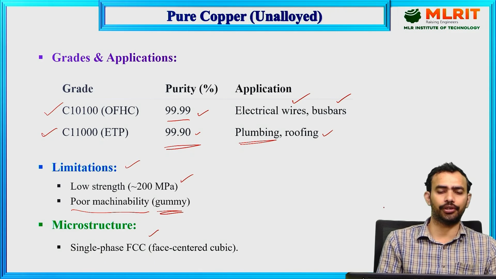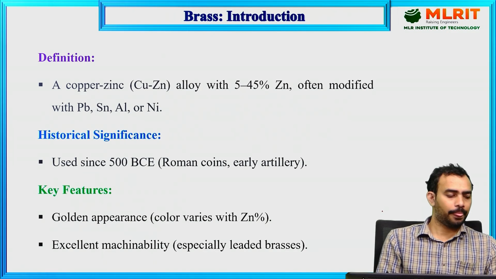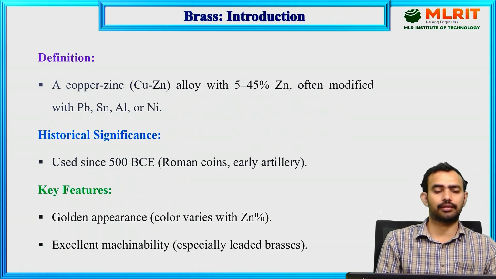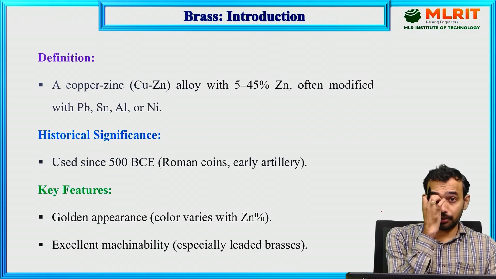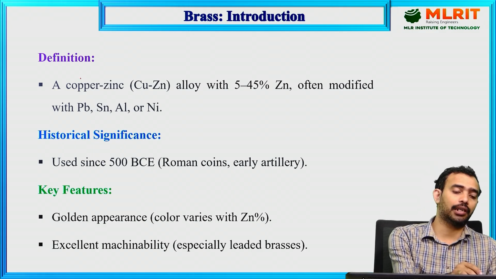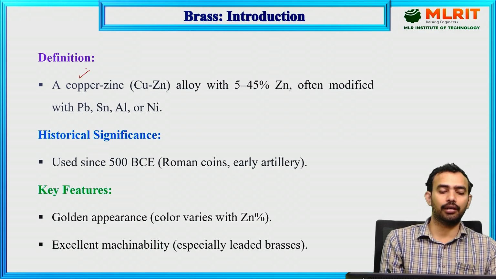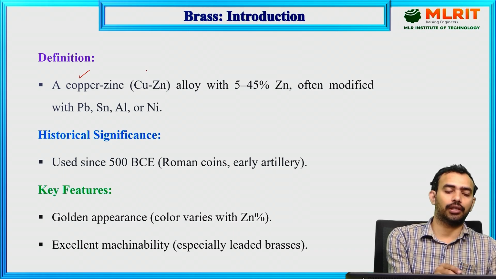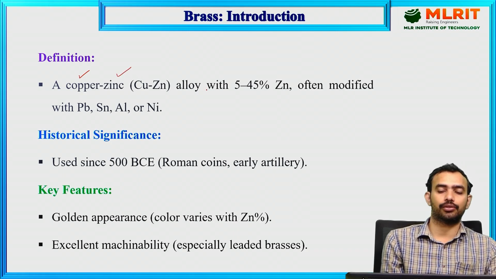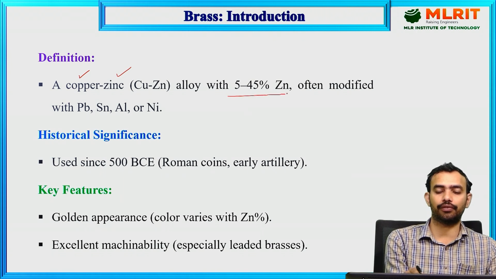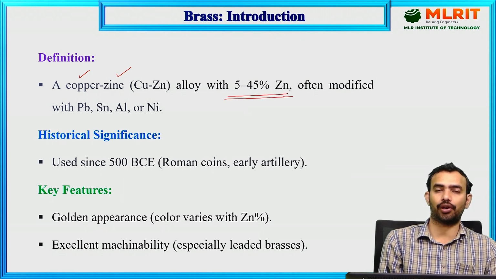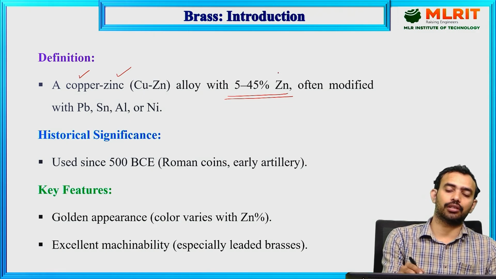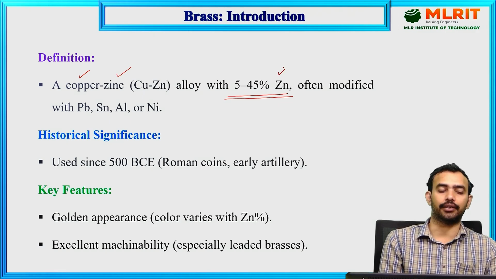So this is all about your pure copper. When we start with brass, as I mentioned, copper is the primary metal, which has been alloyed with zinc. So zinc is the alloying element. Zinc will range from almost 5% to 45% of the overall mixture. So that much proportion we can add into the copper.